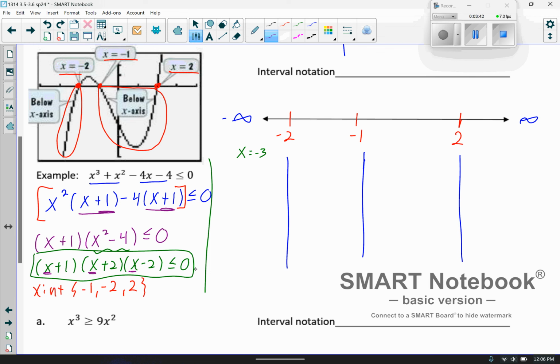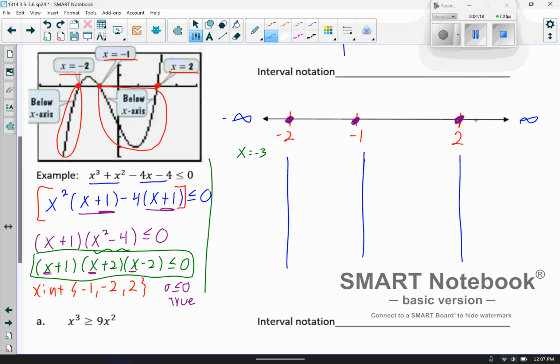Real quick, before I do that though, what about my x-intercepts? Are they part of my solutions? If I plug these values in, -1, -2, or 2, it's going to make this equal 0. That's what we mean by x-intercepts, by solutions, by my zeros. It's going to make this 0. Well, 0 is less than or equal to 0. That is true. So what that means is I actually need to go ahead and fill these in because we are going to include these. All three of those points are part of my solution set.